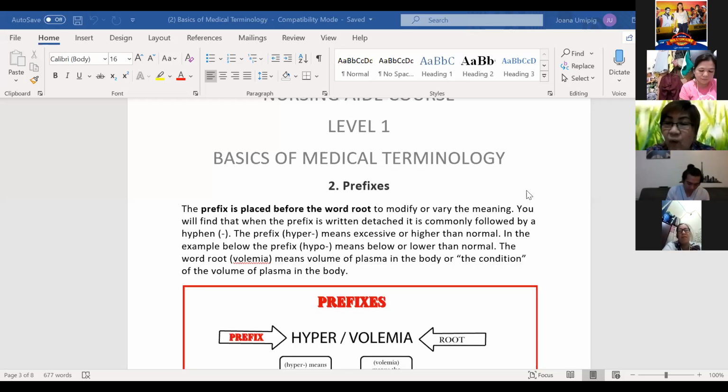So you must know exactly the meaning of the prefix you are going to combine with a word root. The word root is volemia. Volemia means volume of plasma in the body, or the condition of the volume of plasma in the body. So we are going to form now a medical term with a prefix. A prefix, as we remember, is in front. We will place it before a root word.